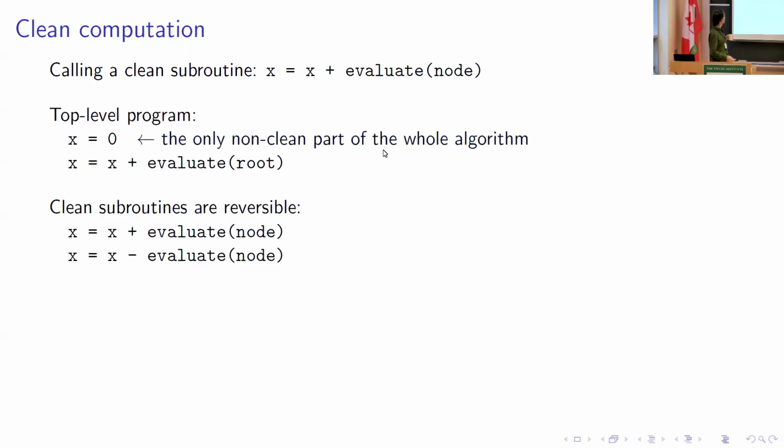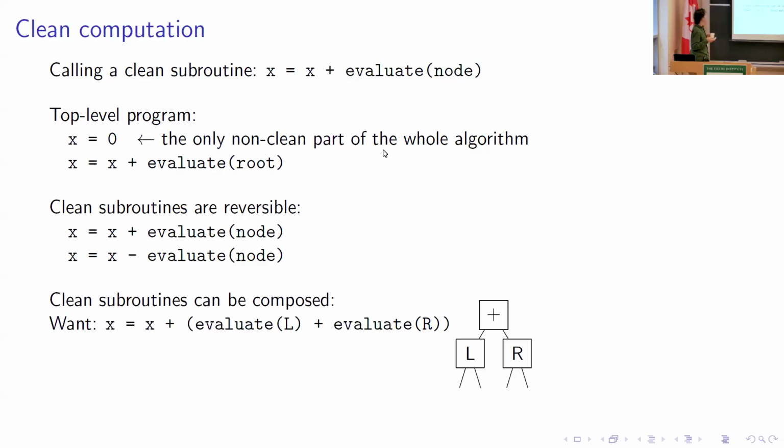The next thing I want to say is that these operations are reversible. So if you can add the value of a node to a variable, you can just as well subtract it. And if you do both of these things in order, you've restored x back the way it started.